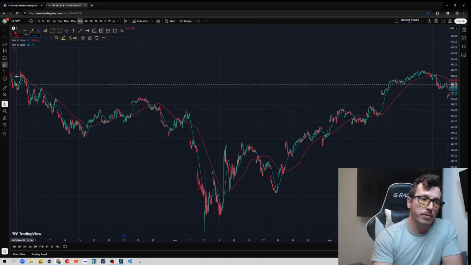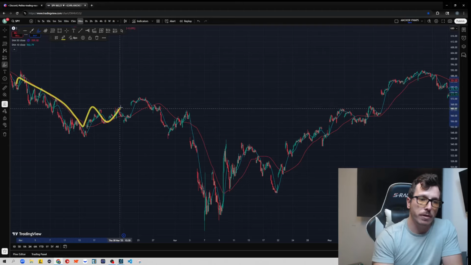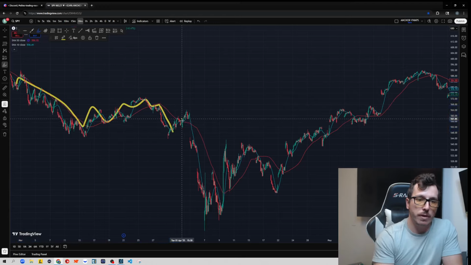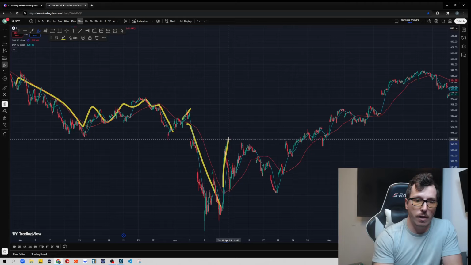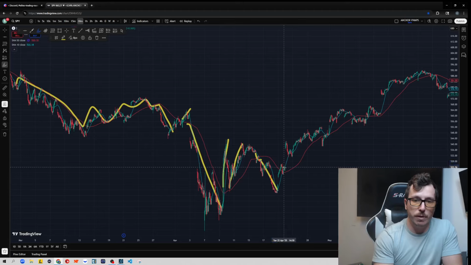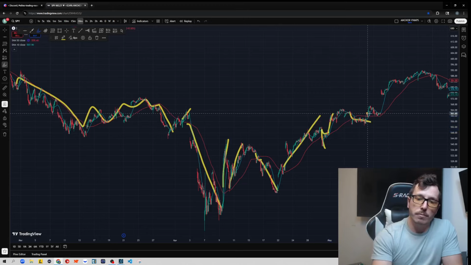Ready? When price is below, markets are down. When price is above, markets are uptrending. When price goes below, down. When price above, up. Price below, down. Price above, up. Price below, down for a very short period of time, back up and over, up. Down consolidation, back above, up.